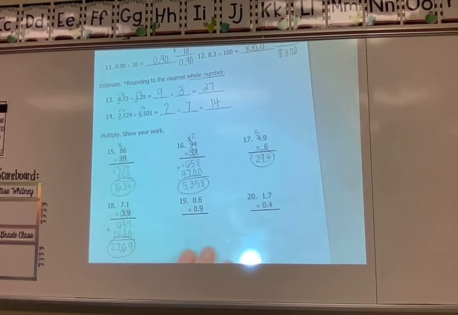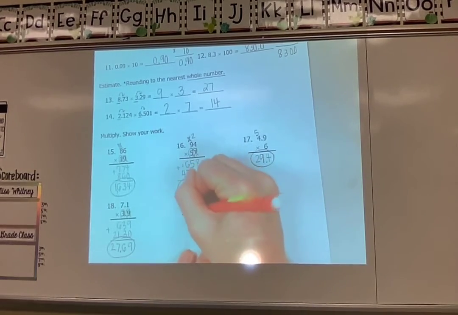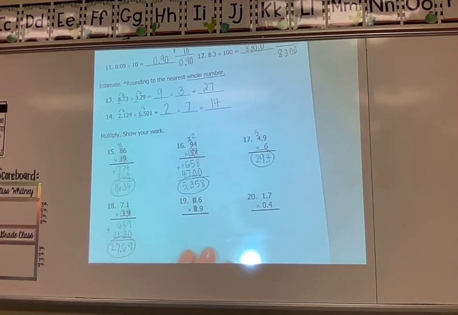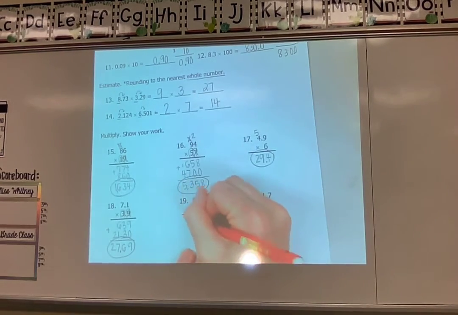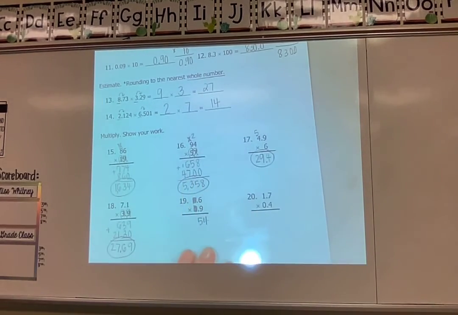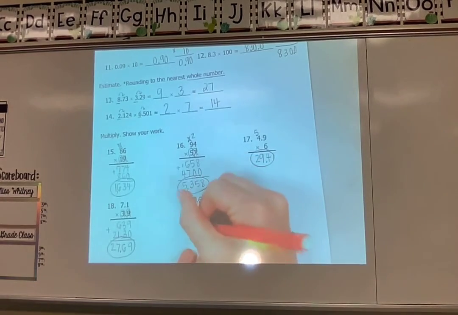Number 19, I have some zeros up front. Remember, we can scribble those out. Ooh, that just leaves me with 6 times 9. That's pretty easy. 6 times 9 is 54. This one did have decimals, so I'm going to count those up. 1, 2. So I need to go right there, and I'd have to add a 0 up front.